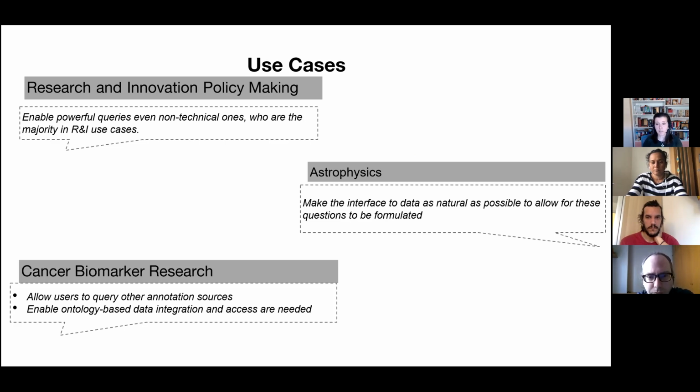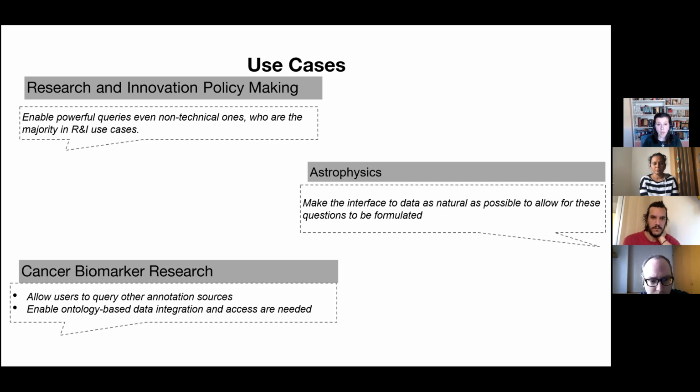In astrophysics, we need to make the interface to data more natural for users, because for scientists, it is most important to ask the queries, not to understand how they should formulate the right queries that the system understands. In cancer biomarker research, we see that we need to allow users to query other sources, and we need to allow ontology-based integration and access for this to happen.